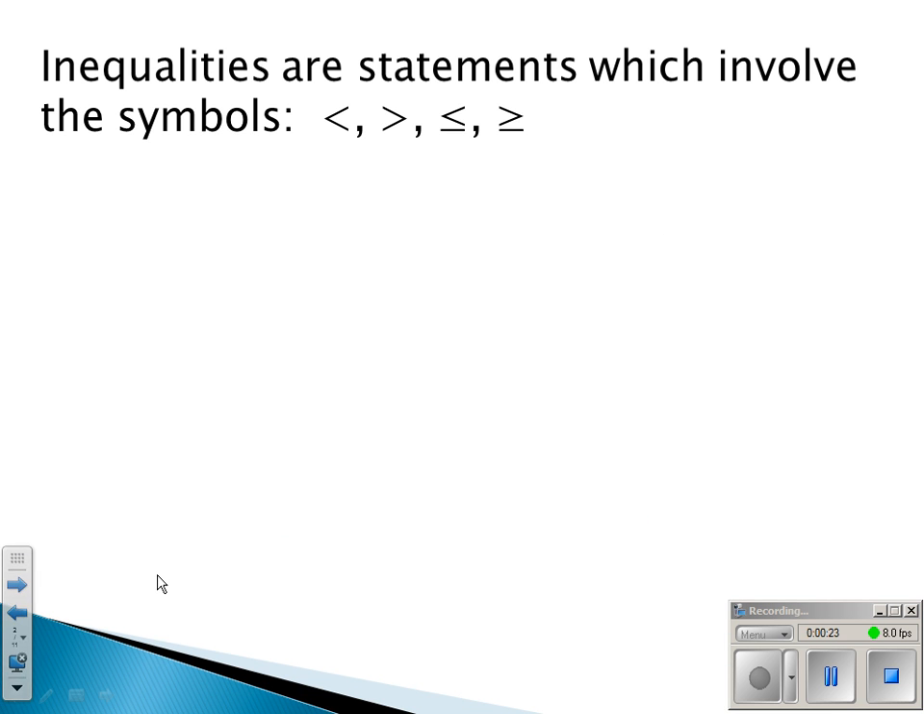Alright, so Section 1.7 involves linear inequalities in one variable. So you are going to see a lot of the greater than and less than, greater than or equal to, less than or equal to symbols, because of course those are our inequalities.